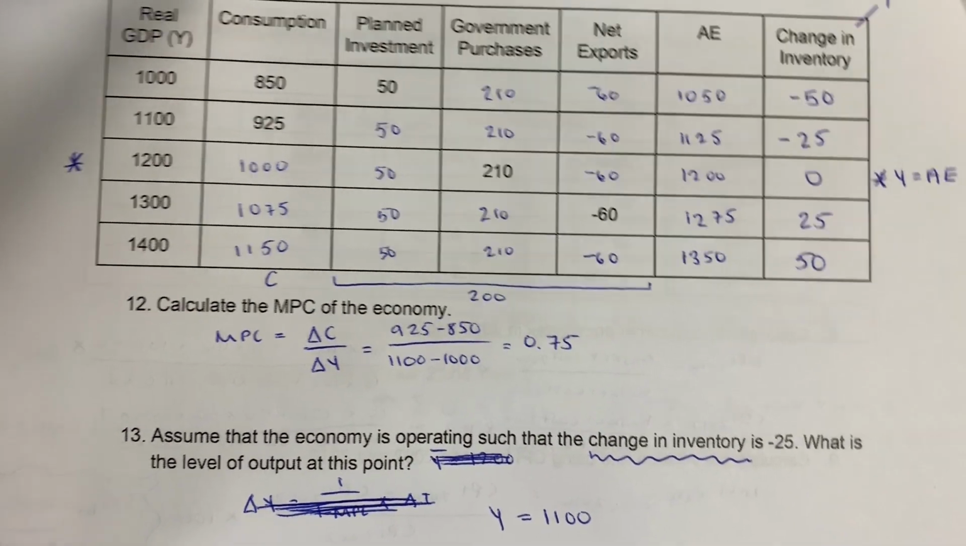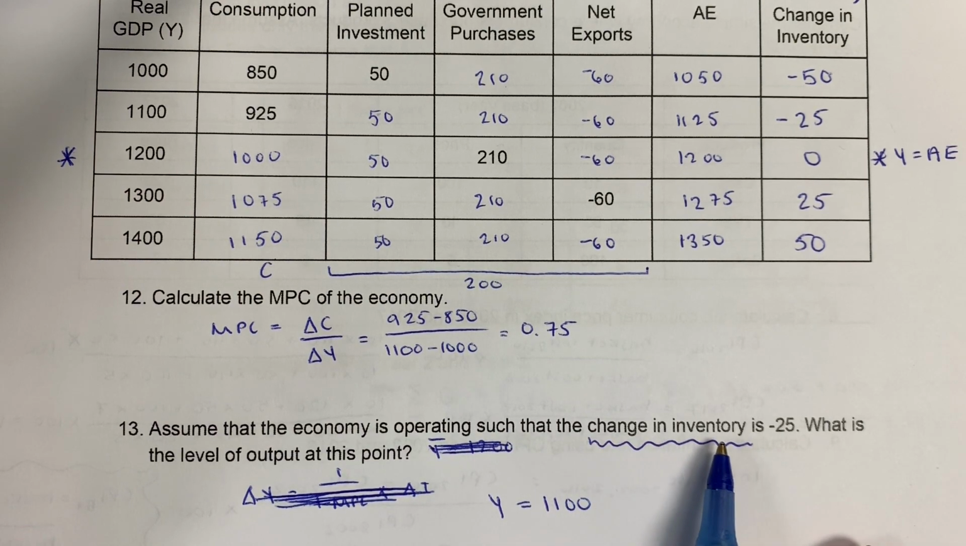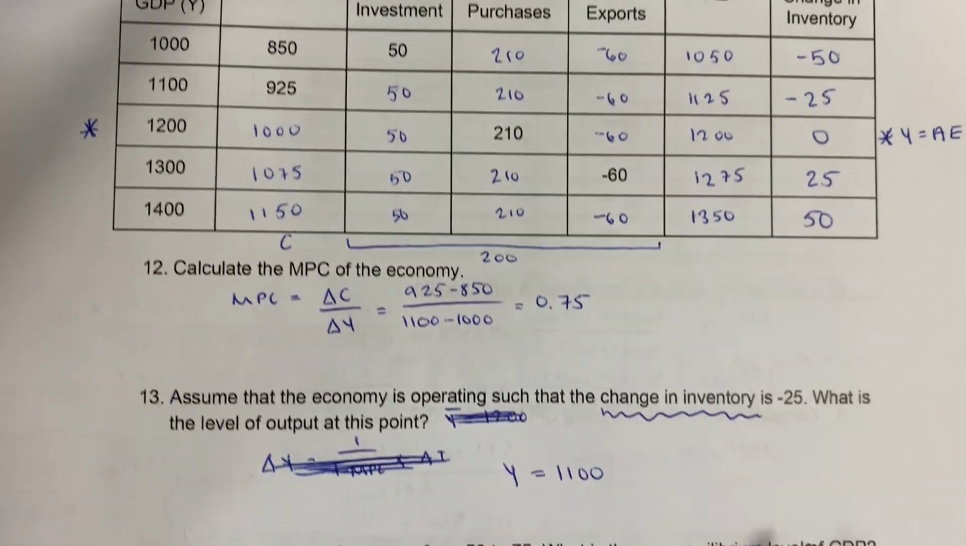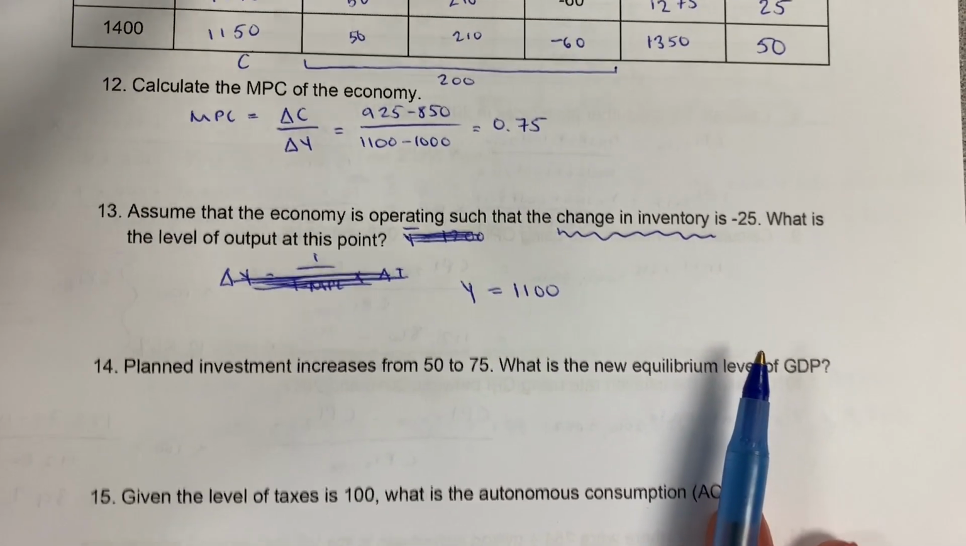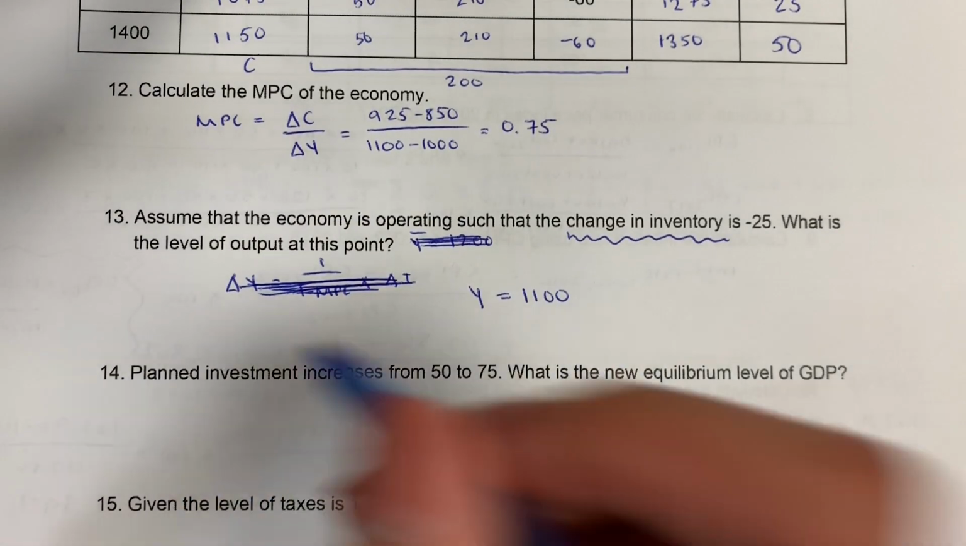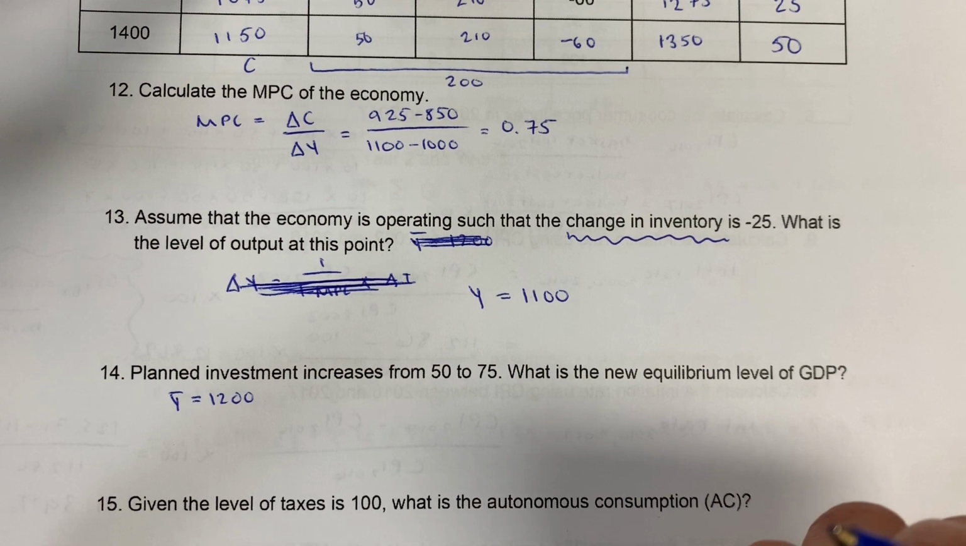So hopefully that makes sense. For this kind of problem, all you have to do is, when it's asking you about when the change in inventory is negative 25, what is the level of output at this point? Well, then you just go up here and go across. It's 1,100. All right, now we can go and move on to the expenditure multiplier. So for this kind of a problem, you want to keep in mind Y bar is 1,200.